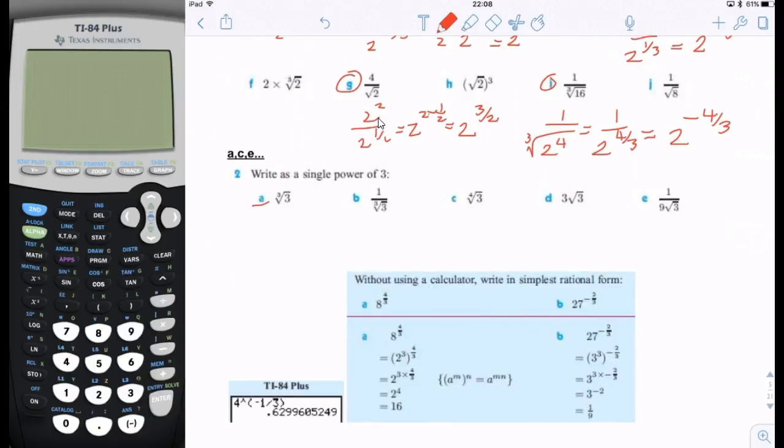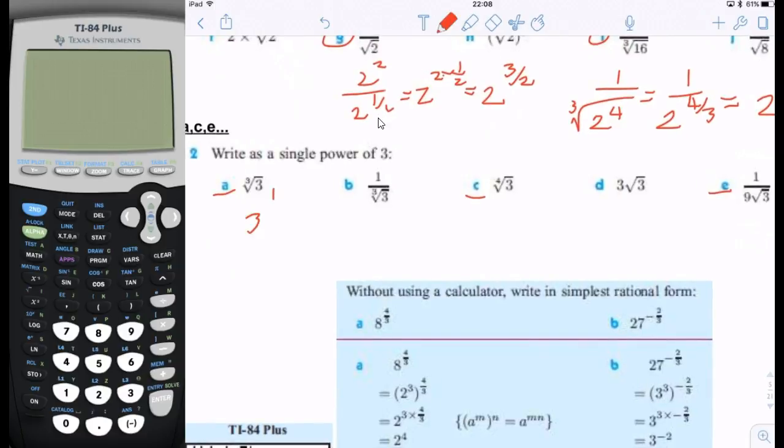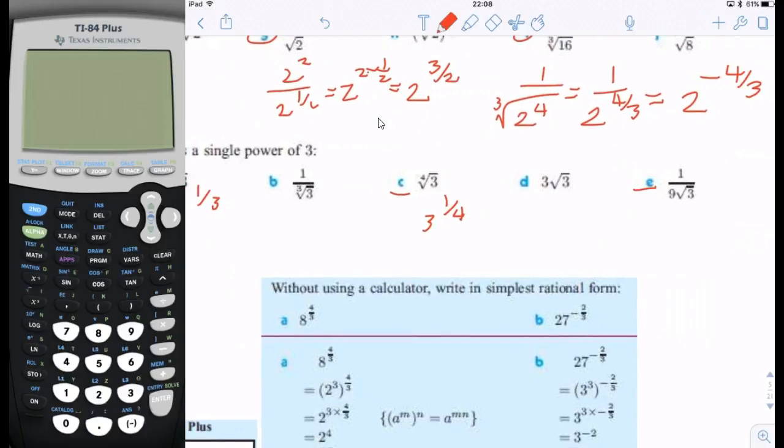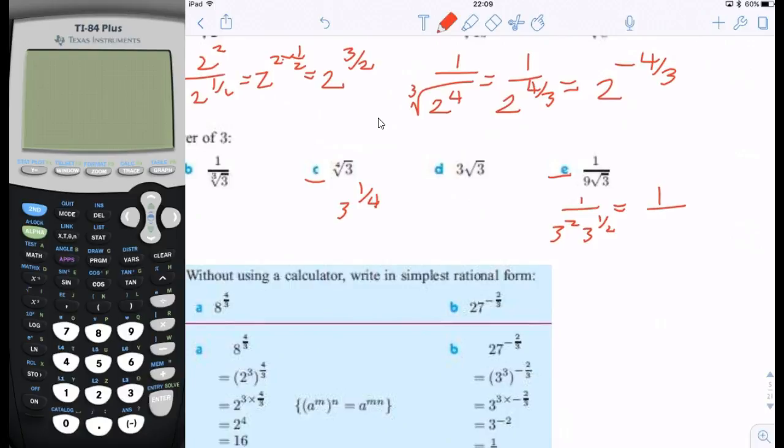Okay, now we're doing A, C, and E. The cube root of 3 is written as 3 to the 1/3. C, 3 to the 4th root of 2 is equal to 3 to the 1/4. E is 1 over 9 square root of 3, which is equal to 1 over 3 squared times 3 to the 1/2, which is equal to 1 over 3 to the 2 plus 1/2, which would be 5/2. And then it's in the denominator, so we're going to put it in the numerator. We're going to say that's 3 to the negative 5/2. All right.